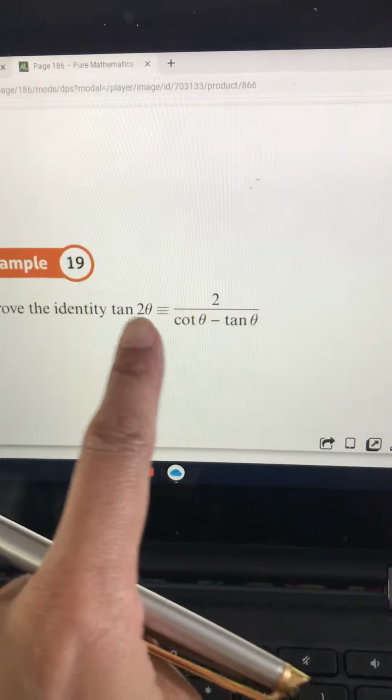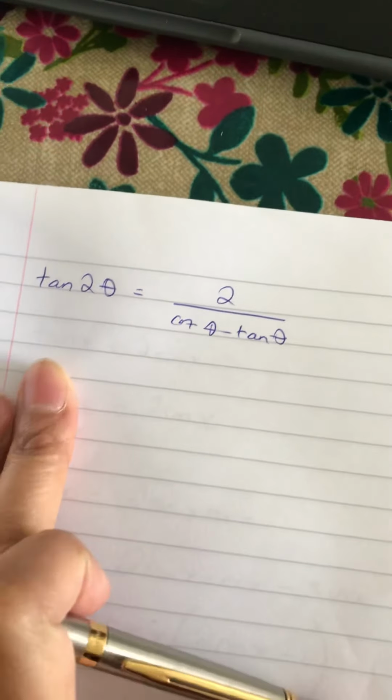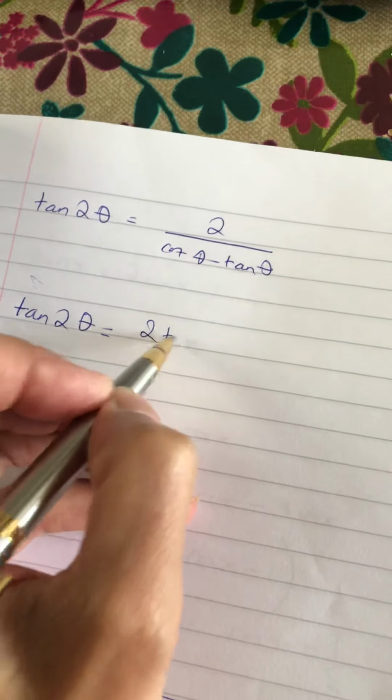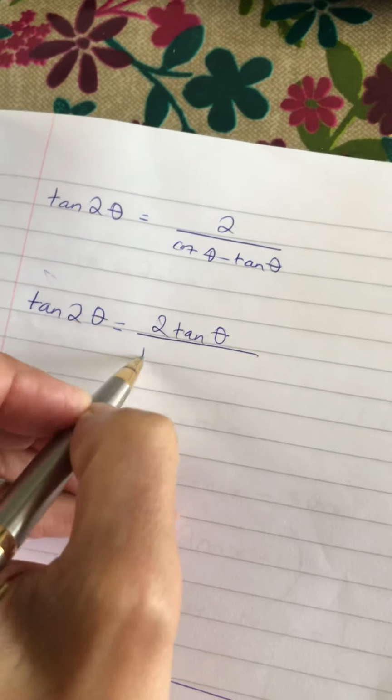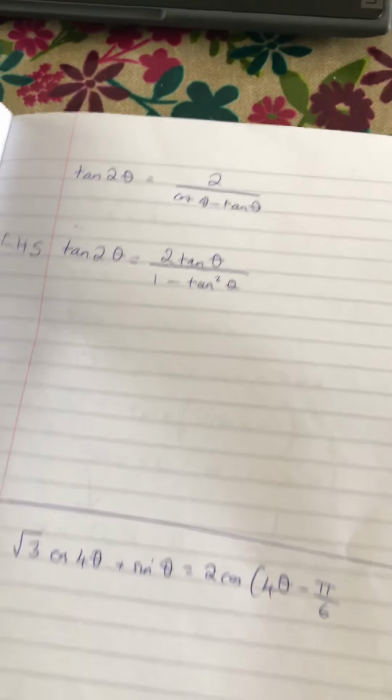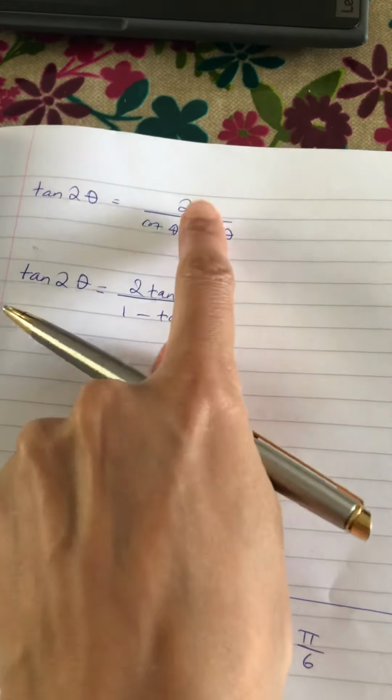Okay, so I'm going to go to that example, tan 2 theta. I'm going to pick a side. I think I'll just stick to that because I know what tan 2 theta is. It's one of our trig identities that we have to learn. I'm just going to write it down. Tan 2 theta I know is 2 tan theta all over 1 minus tan squared theta. Okay, so that's the identity. So I'm going to start with the left-hand side. Okay, and I need to make it look like that.